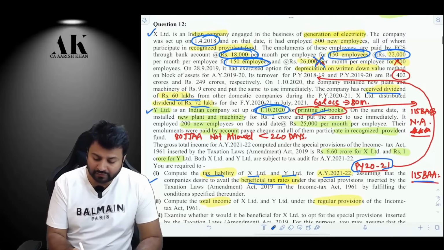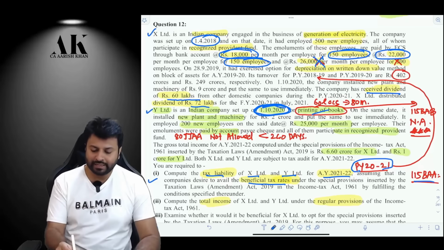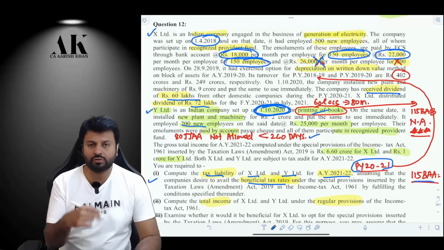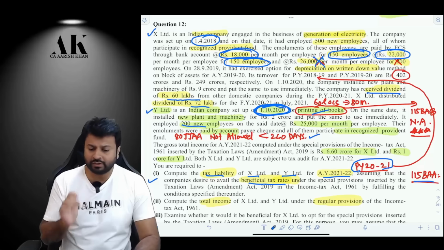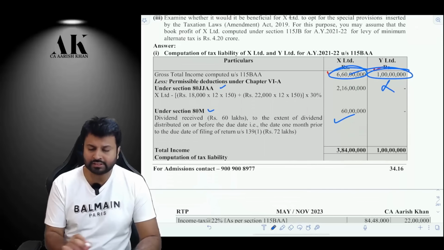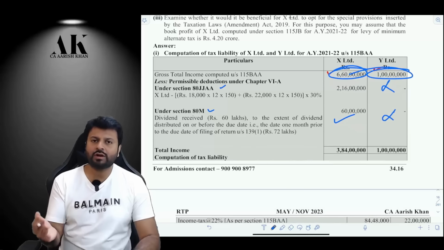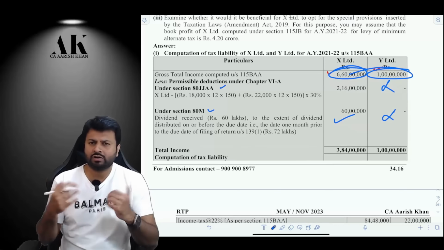Now, the second company Y Limited is not eligible for deduction under 80JJAA. Why? Because the company is formed in the current year, in October 2020, and the 200 employees who have been employed during the year were employed for less than 240 days, and therefore they will not be eligible for 80JJAA. 80JJAA will not be allowed to this company in the current year. Plus, 80M is also not applicable because this company is not distributing any dividend nor receiving any dividend.